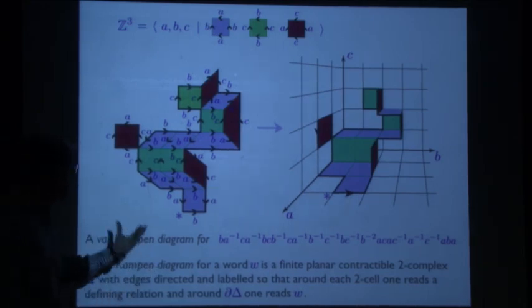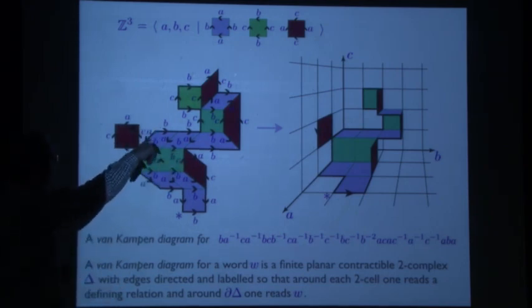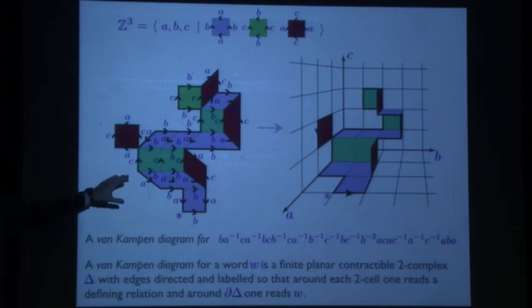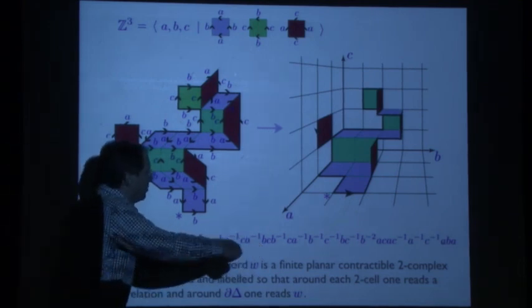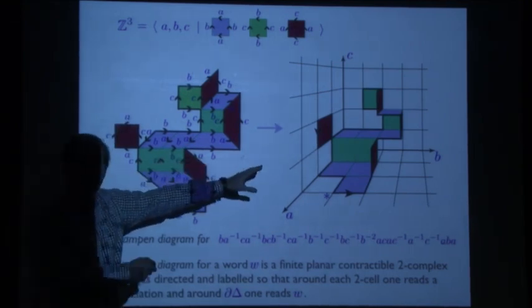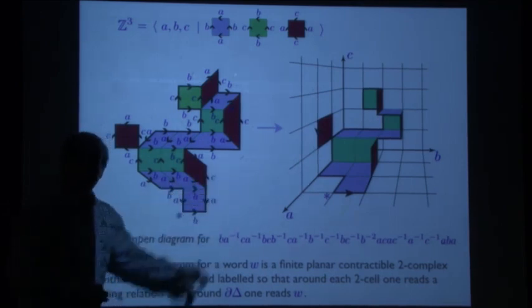And in general, a Van Kampen diagram for a word is a finite planar contractible two complex. That just means a singular disk with edges directed and labeled so that around each two cell you read a defining relation, and around the boundary you read the word that it's a Van Kampen diagram for. So this is a visual proof of how it is that this word represents the identity, follows from the defining relations, and it corresponds to a homotopy disk. It corresponds to a disk spanning a loop in this space.